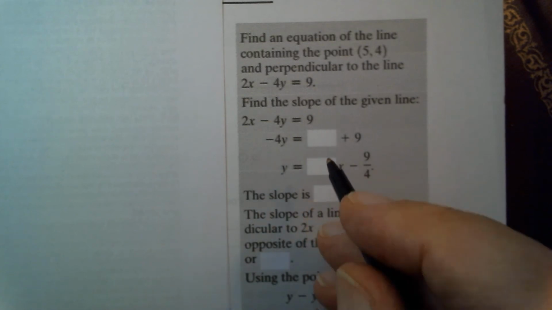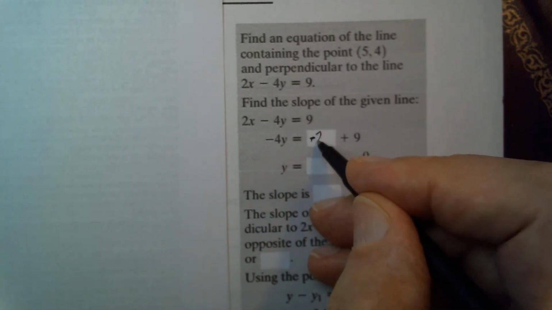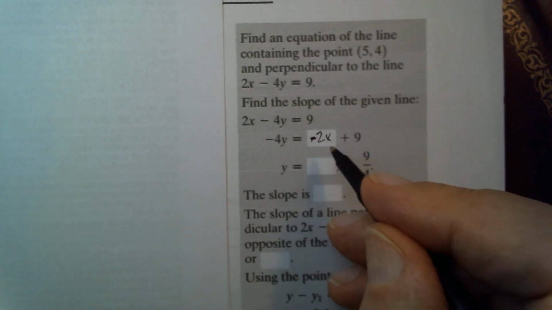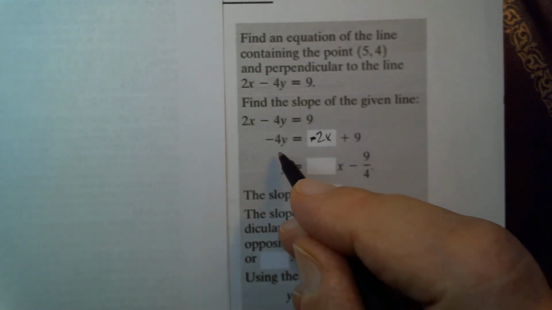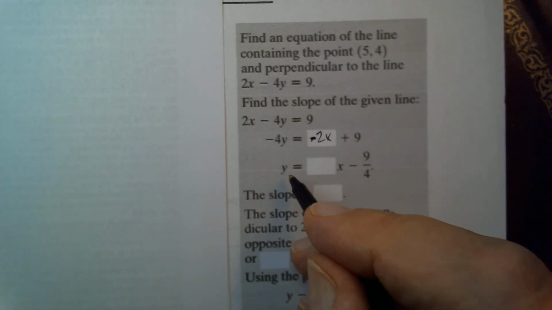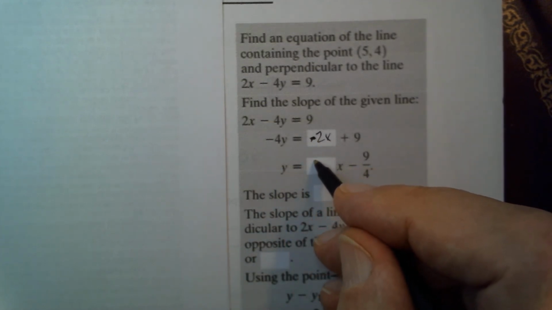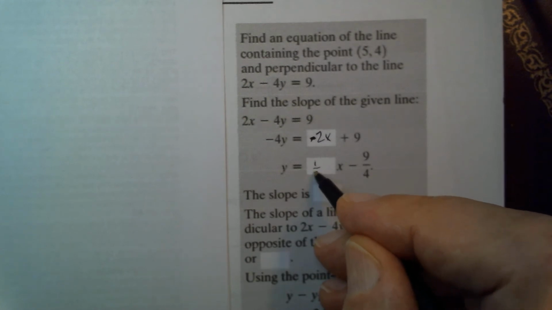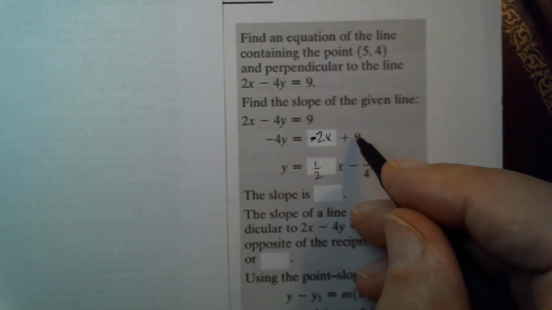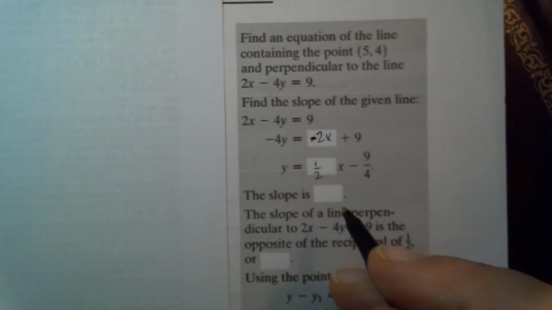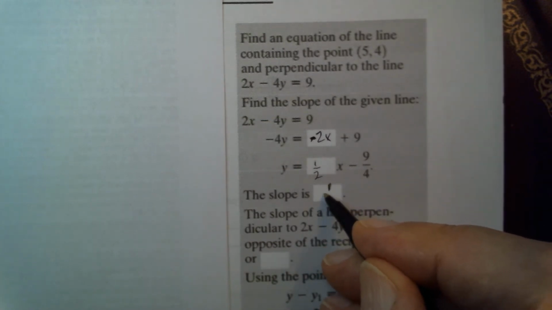We subtract 2x on both sides. So we get minus 4y equals minus 2x plus 9. Now we divide both sides by negative 4. That isolates y. And negative 2 divided by negative 4 is equal to 1/2 x. And 9 divided by minus 4 is minus 9/4. So in other words, the slope is equal to 1/2.